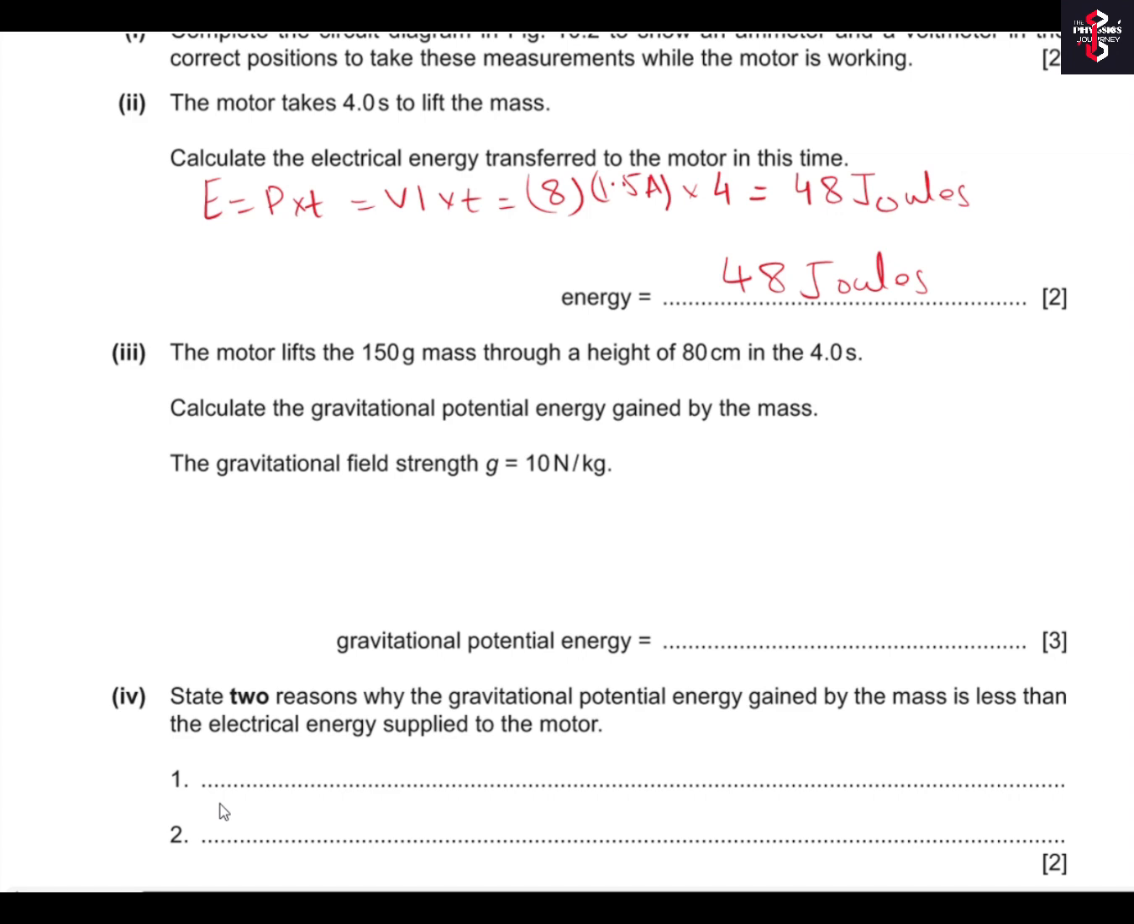The other part says the motor lifts a 150 gram mass to a height of 80 centimeter. In the next part, it is said that the motor lifts 150 grams through a height of 80 centimeter in 4 seconds. Calculate the gravitational potential energy gained by the mass. Gravitational field strength g equals 10 Newton per kg. So PE, potential energy, equals mgh.